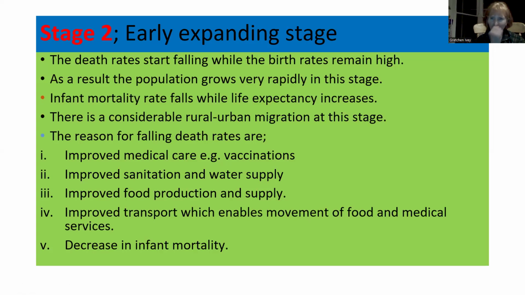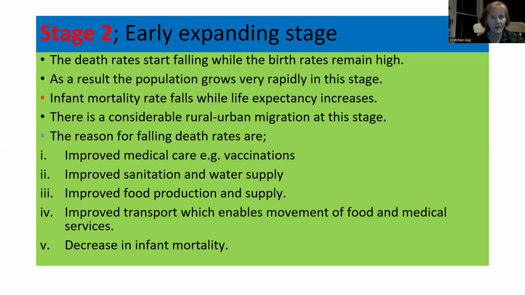Okay, so let's go to stage 2, and this is called the early expanding stage. So what happens at stage 2? The death rate starts falling while birth rates remain high. As a result, the population grows very rapidly at this stage. Infant mortality rate falls while life expectancy increases. There's a considerable rural-urban migration at this stage.